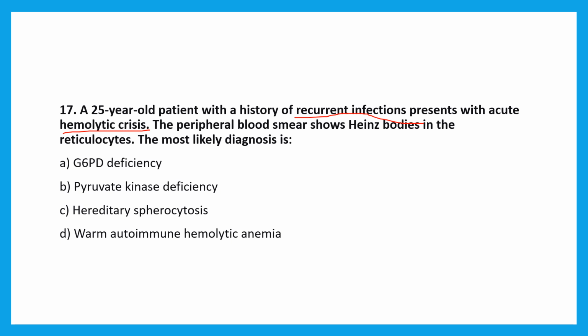This is simple. The most likely diagnosis is G6PD deficiency, on question number 17, because Heinz bodies are a hallmark of oxidative damage to hemoglobin, and their presence in a patient with an acute hemolytic crisis is highly suggestive of G6PD deficiency. We have Heinz bodies and reticulocytes here. And infections, actually, in this case, have they mentioned any infections? Yes, recurrent infections. Infections are the most common trigger.